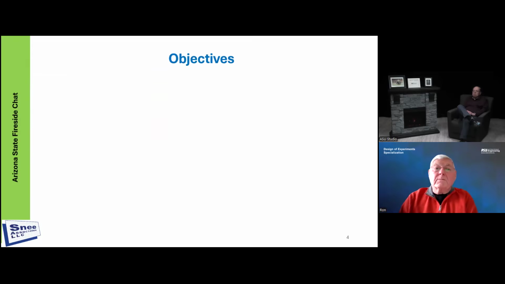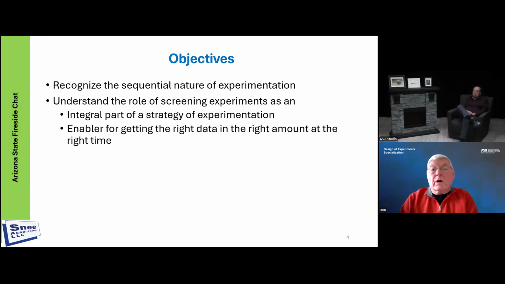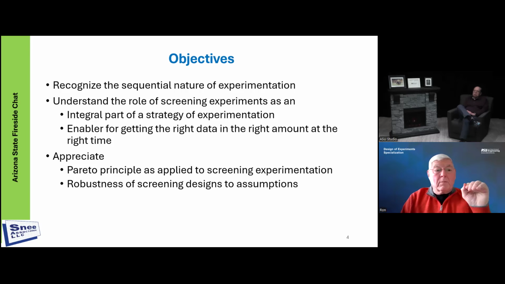So objectives. What we're going to talk about here today is recognizing the sequential nature of experimentation. Problems are not solved with one experiment. They're rarely solved; usually it takes more than one. We're going to understand the role of screening as an integral part of the strategy of experimentation. This is a key word. If you've got a notepad, write down the word strategy and draw a circle around it. That's really important, and so is the whole idea of getting the right data in the right amount at the right time. That's how we effectively solve problems.